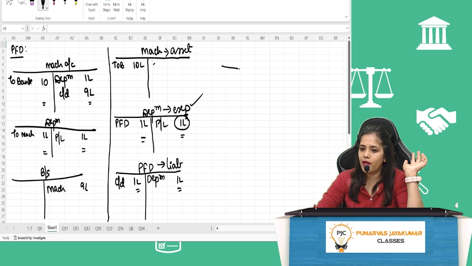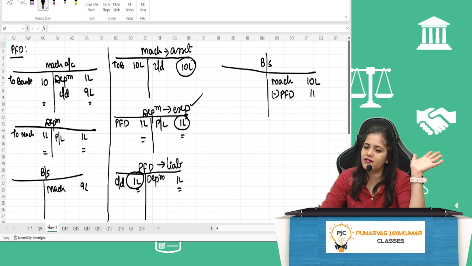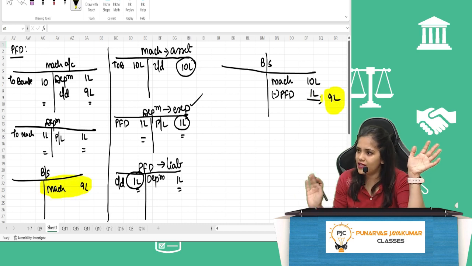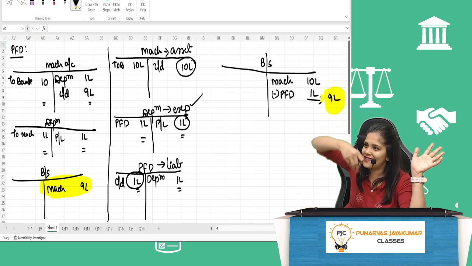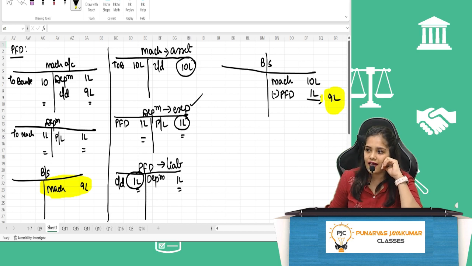Ye toh jayega P&L mein. Up in the balance sheet, you write here machinery, balance carried down same 10 lakh. Asset, this is a liability. Liability should appear on the liability side of balance sheet. Either you write it on the liability side or you minus from the asset. Effect remains the same. So 9 lakh. So here also you're showing asset 9 lakh. Here also you're showing asset 9 lakh. So either eat like this or eat like this. It's the same thing. It's just that one extra account. Am I clear till here?